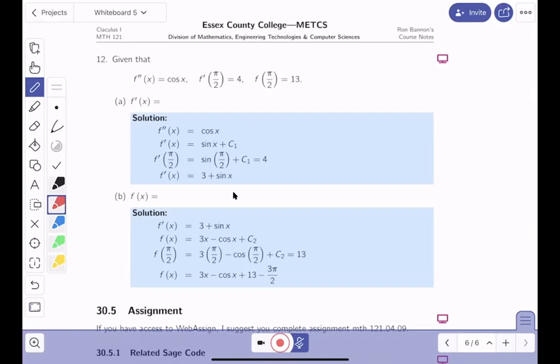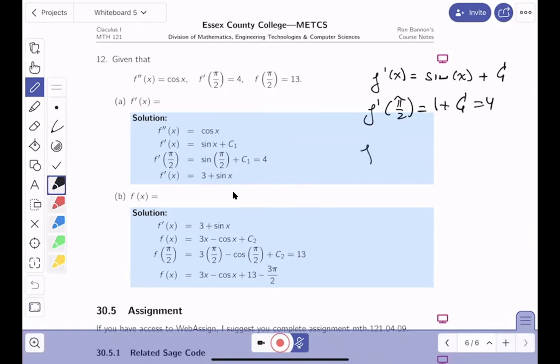Well, I got to go backwards again. It doesn't look that bad. I'll write this over here. So I'm going to write down and go backwards one step at a time. Whoops, go back to black ink. I'll write down f prime. Well, that would be sine x, right? Plus c. Let's plug this in. F prime of pi over 2 would equal 1 plus c. And they said that's equal to 4. What's c? It'd have to be 3, right? I get that one right.